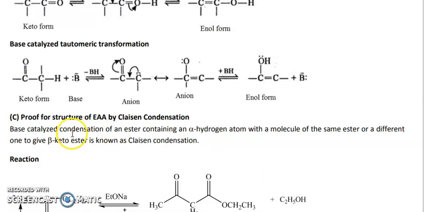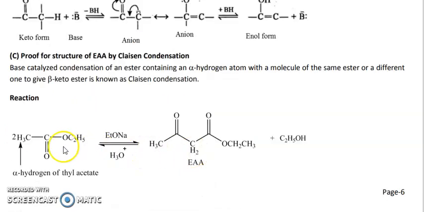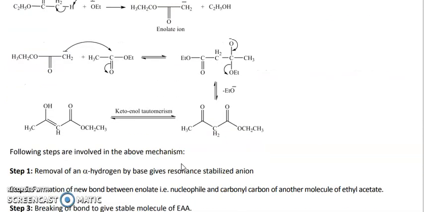Now, proof for the structure of ethyl acetoacetate by Claisen condensation. Base catalyzed condensation of an ester containing an alpha hydrogen atom with a molecule of the same ester or a different one to give a beta keto ester is known as Claisen condensation. So two molecules: you can see the alpha hydrogen of ethyl acetate reacts with sodium ethoxide, forming ethyl acetoacetate. This is it. Now you know the mechanism.